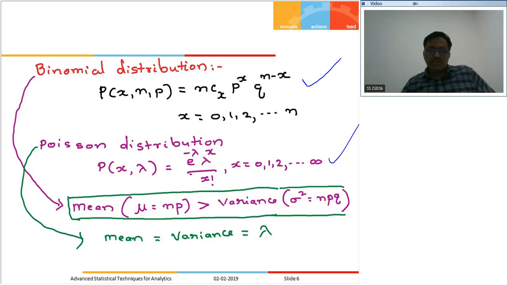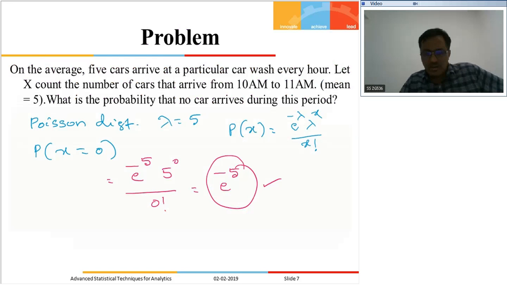One of the conditions. I think you can quickly go through the problems. The solution is already there, just for the sake of understanding. Here, on average 5 cars arrive on a particular day, and X is a random variable which counts the cars that arrive in a particular period. What is the probability that no car arrives during the period? Very simple here, and lambda equal to 4 is clearly mentioned.